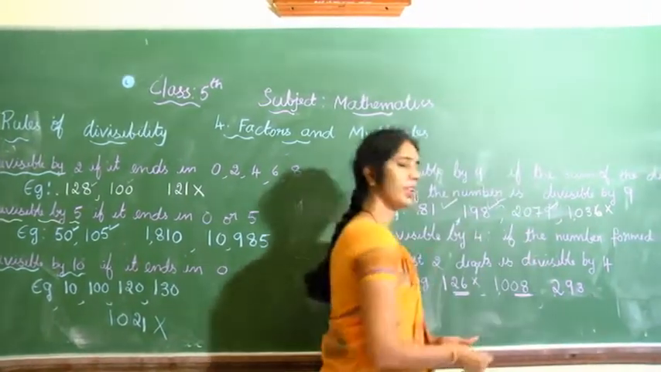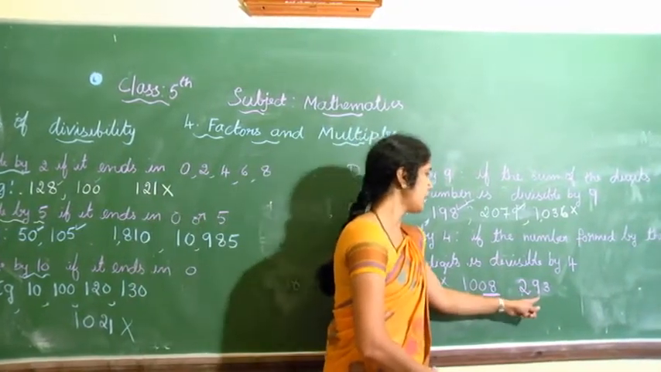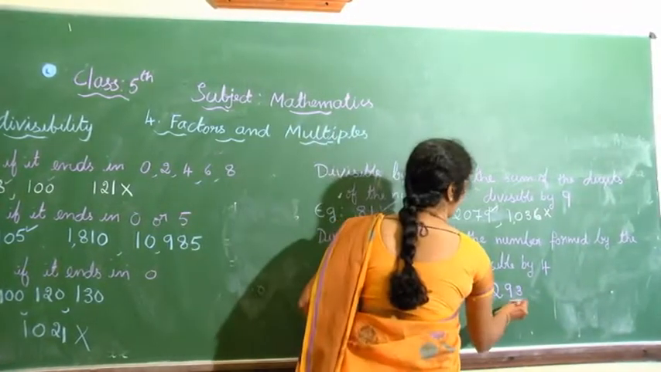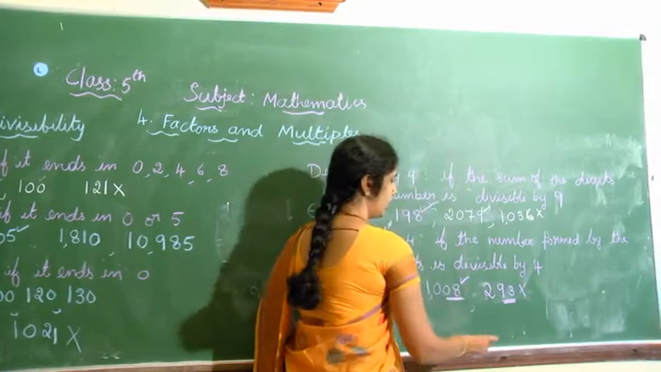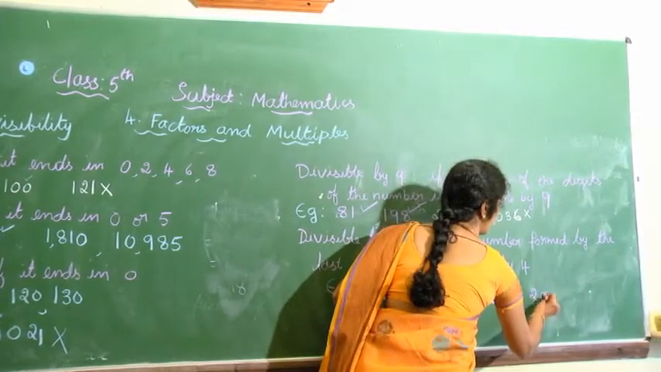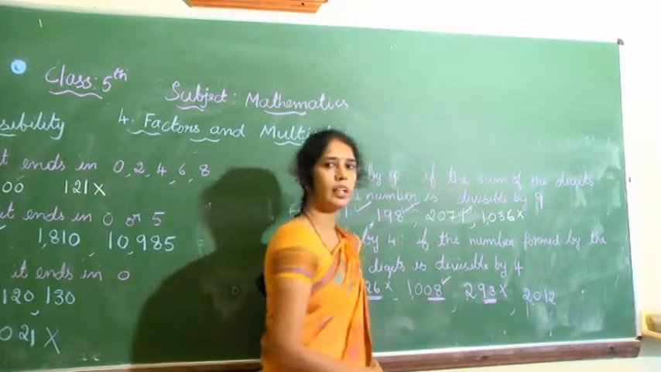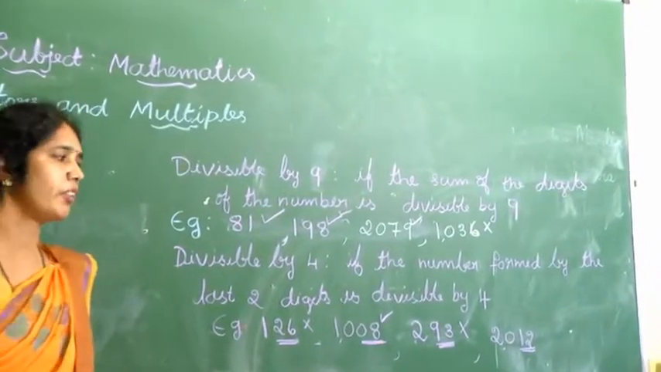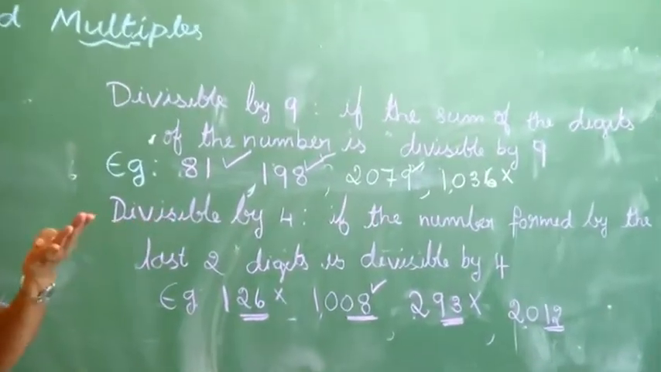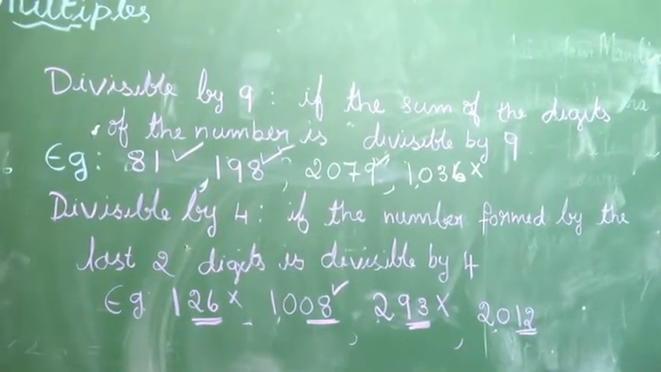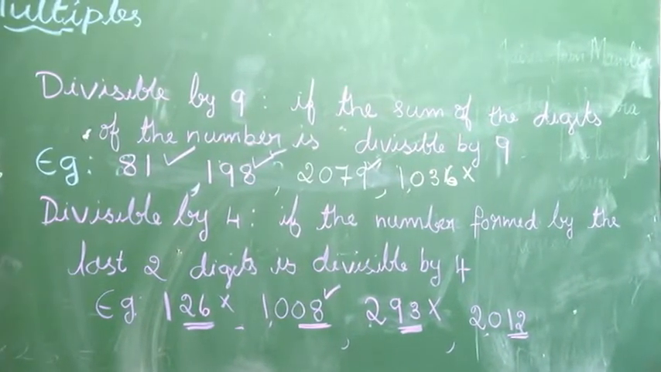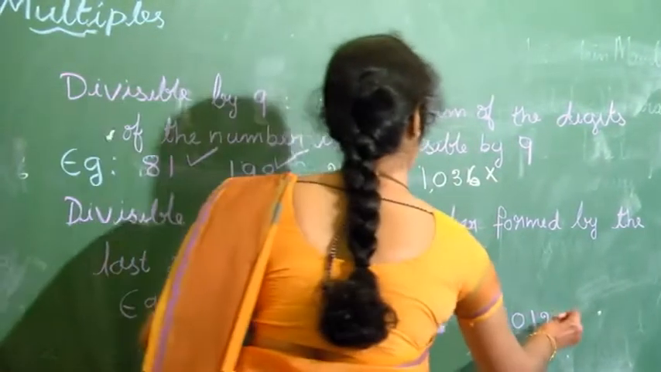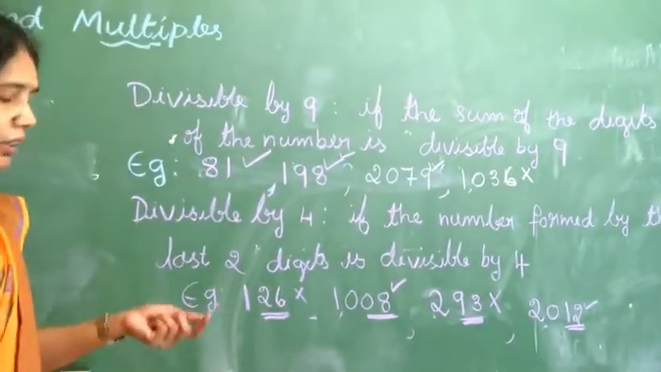293. Is it divisible? You can observe the last two digits are 93. Is it divisible by 4? No. So it is also no. And one more, 2012. See here, the last two digits are 12. Is 12 divisible by 4? Yes, 4 3s are 12. Here you only have to see the last two digits. If it is divisible by 4, then I can tell that the given number is divisible by 4.